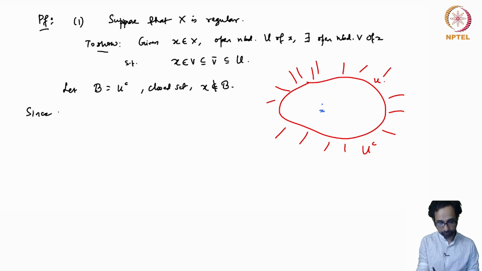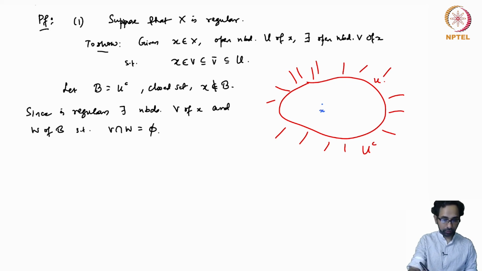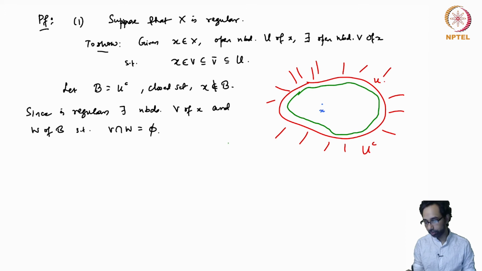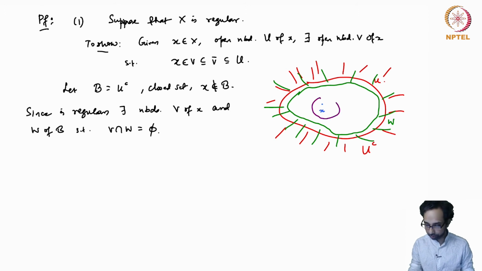So since X is regular, there exist neighborhoods V of x and W of B such that V intersection W is empty. So here we have found two neighborhoods now. One is a neighborhood of U complement, which is B. So this part is the open set W. It's a neighborhood of U complement. On the other hand, you have also found a neighborhood V of x, which does not intersect W.